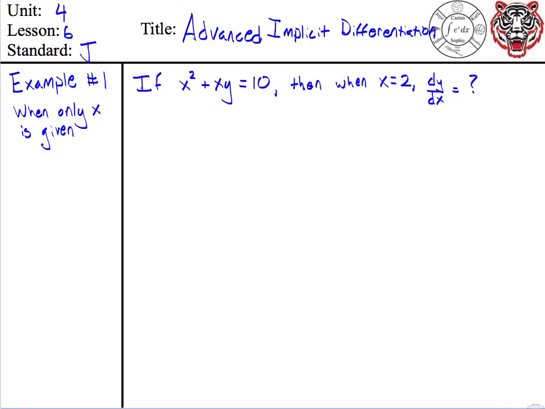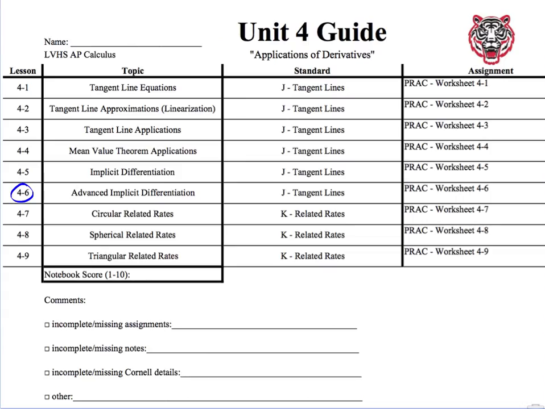All right, this is going to be AP Calculus Lesson 4-6. We are on Advanced Implicit Differentiation. So where are we in the unit guide? We're at 4-6. We are getting closer and closer to the end of the unit. This is our last topic on tangent lines. Then we're going to go to related rates from here on out.